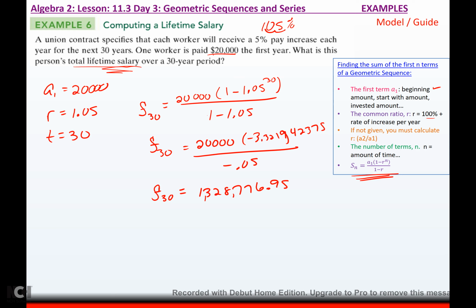And that's if you get $20,000 the first year with a 5% increase each year, which, I don't know, I ain't going to say it's normal because I haven't received a raise in forever, but.